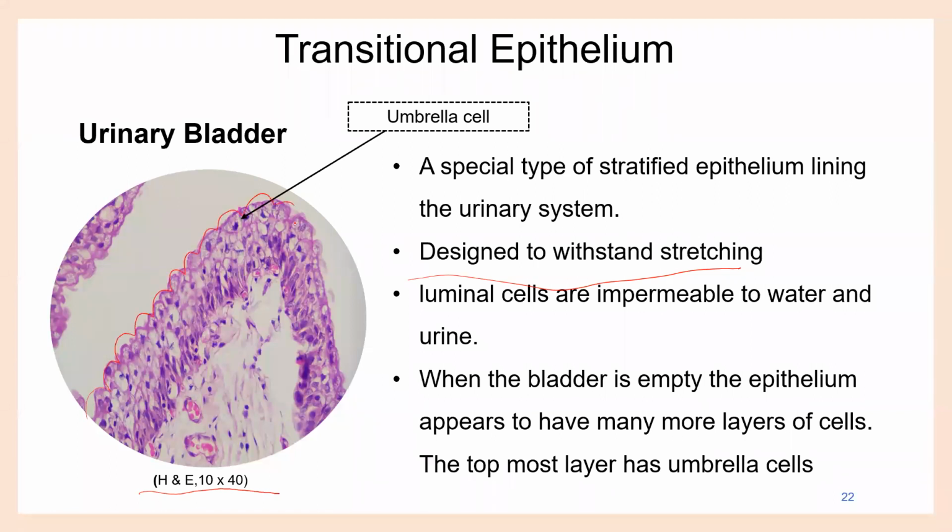The luminal surface of the lining cells of this epithelium is impermeable to water and urine, and we call them umbrella cells or domed cells. You can see their nuclei and several layers of cells, and then beneath that the connective tissue. These are cross sections of blood vessels. So the topmost layer is umbrella cells.